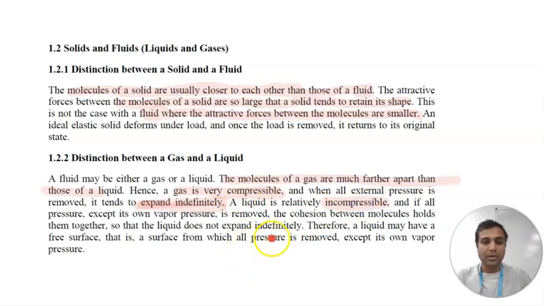Okay, now the reason is that there is a force of attraction between the molecules, and there is an outer force. The force of attraction is a lot more than the outer force which is trying to compress them. So even if you release the outer force, the molecules of the liquid are not going to go far apart. They will try to stick together.